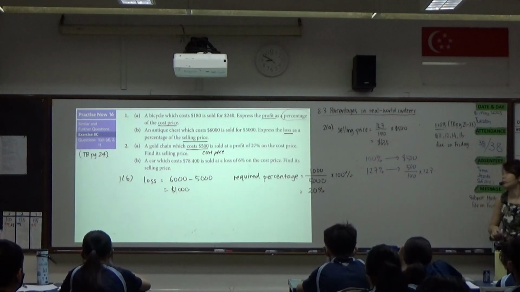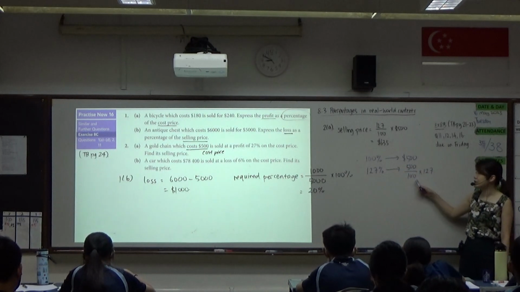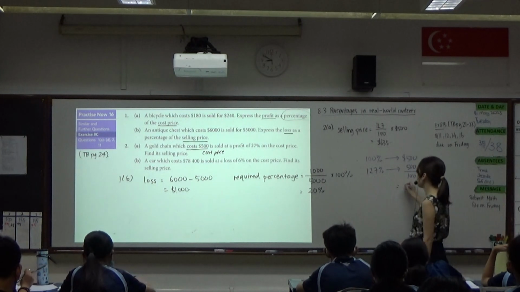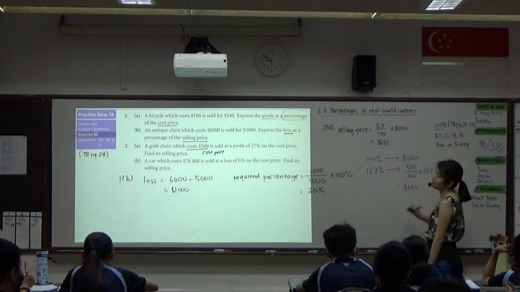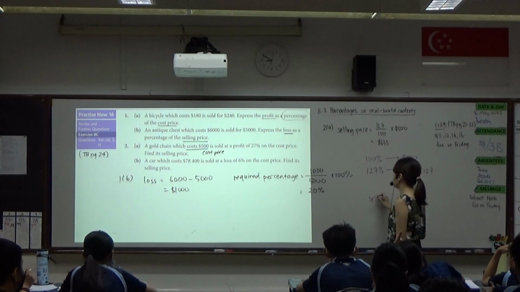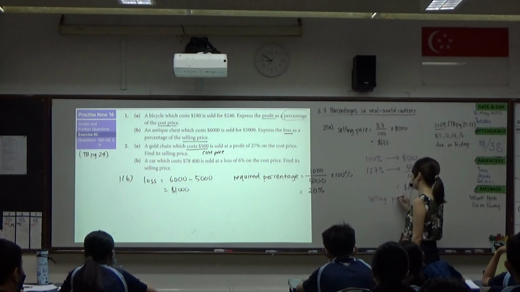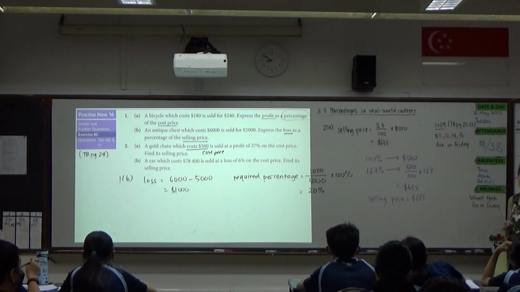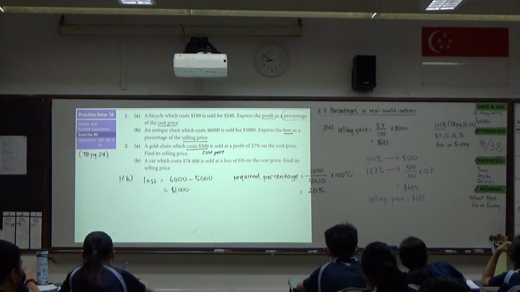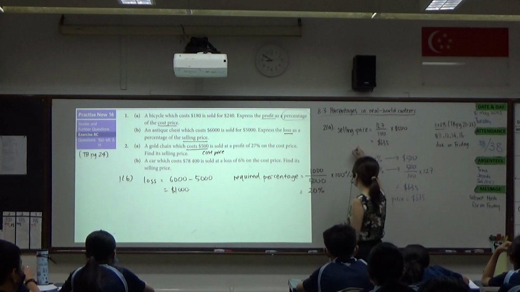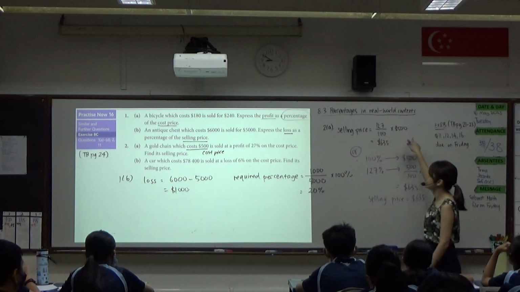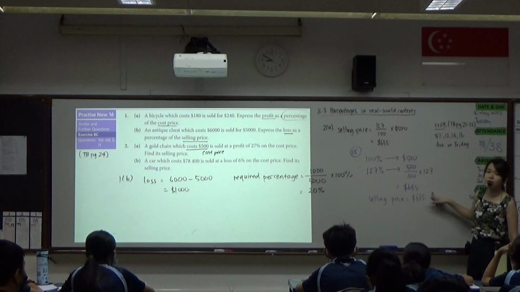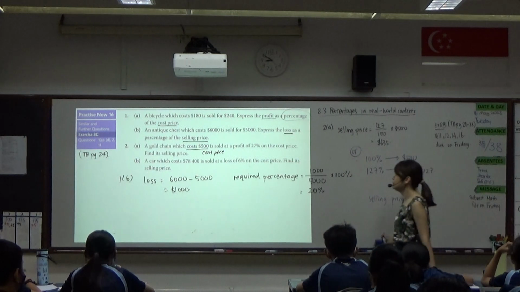So we take 500 divided by 100 followed by multiplying 127. You will get the same answer of $635. To conclude, the selling price equals $635. So I leave it up to you what you prefer. Either you think about it in such a manner, or you can write it out in such a manner.